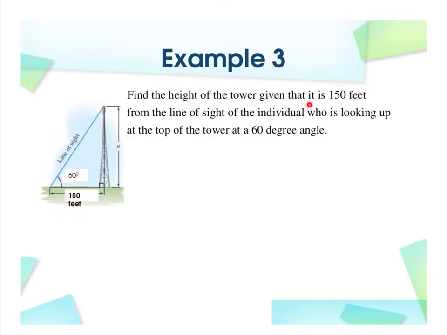It says find the height of the tower given that it is 150 feet from the line of sight. So here's a person standing in the line of sight of the individual who's looking up at the top of the tower at a 60-degree angle. So we want to find the height of the tower. So if I have this is 60, that's opposite, that's adjacent. So now I know my trig function. Tan of 60 degrees equals opposite over adjacent. Make sure you're in degree mode.